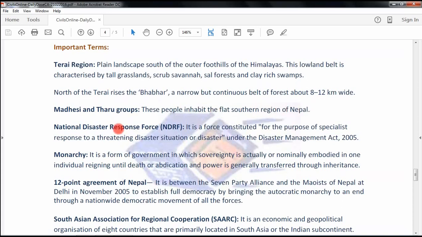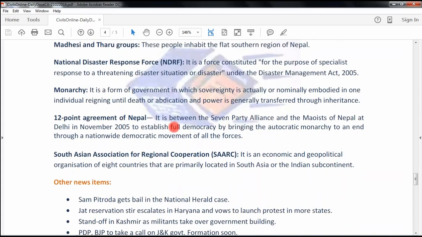What is NDRF, the National Disaster Response Force? It is a force constituted for the purpose of specialist response to a threatening disaster situation or disaster under the Disaster Management Act of 2005. What is a monarchy? It is a form of government in which sovereignty is actually or nominally embodied in one individual, reigning until death or abdication, and the power is generally transferred through inheritance to his or her successors.